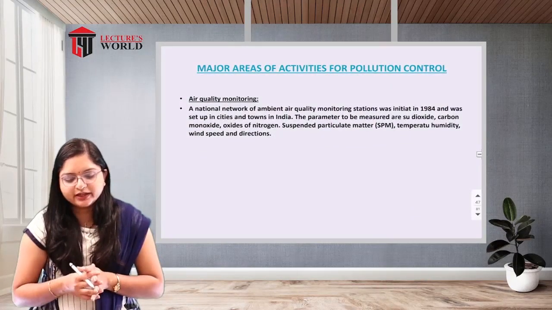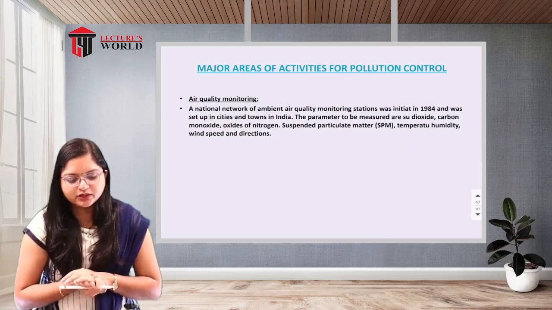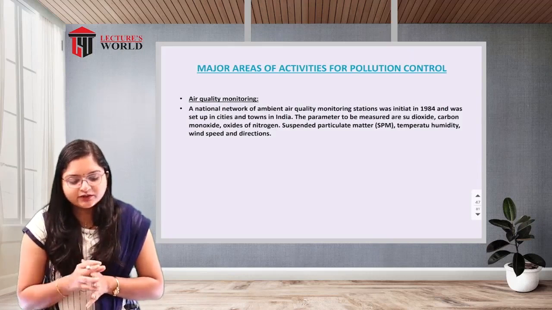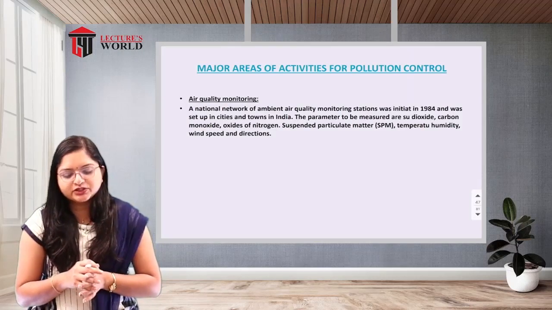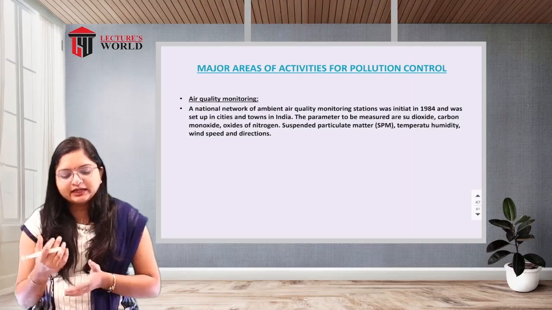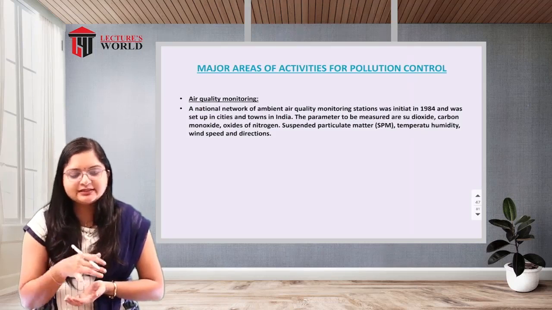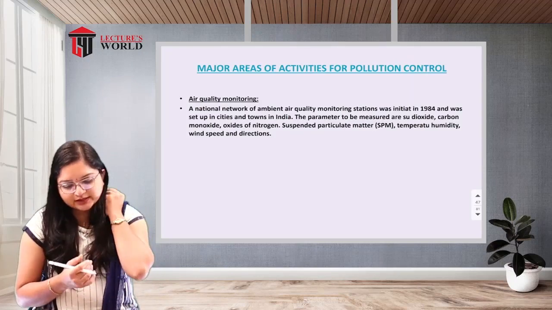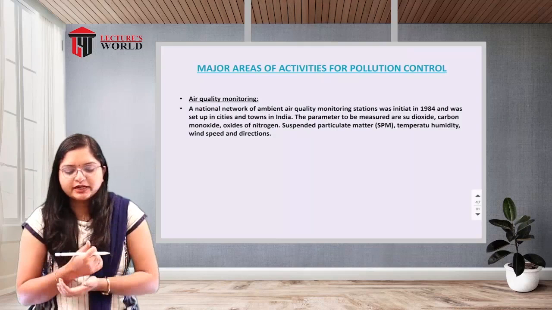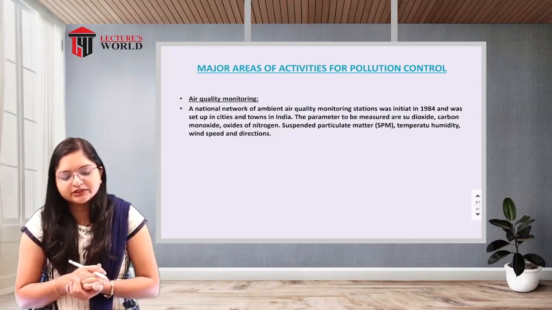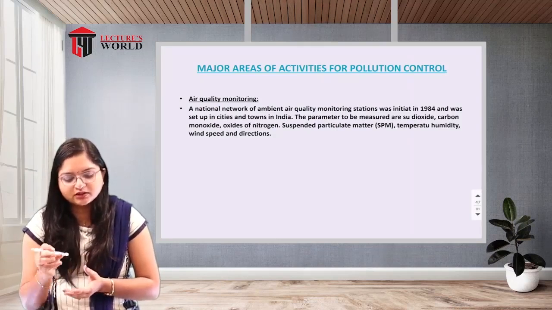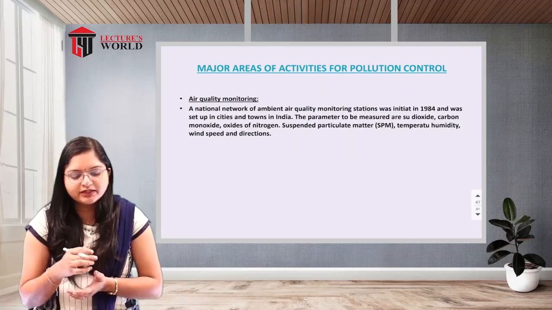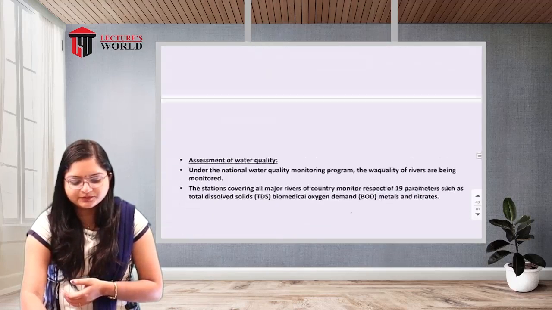Now we'll see the major areas of activities for pollution control. In that, the first major area is air quality monitoring. A national network of ambient air quality monitoring stations was initiated in 1984 and was set up in cities and towns in India. The parameters to be measured are sulfur dioxide, carbon monoxide, oxides of nitrogen, and suspended particulate matter, which is known as SPM, temperature, humidity, wind speed and direction.